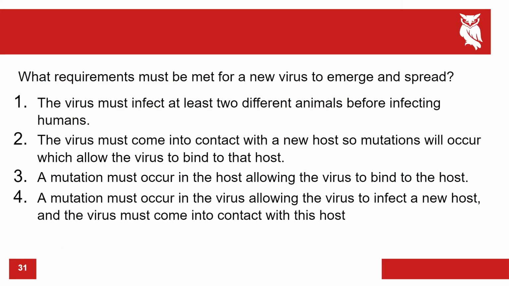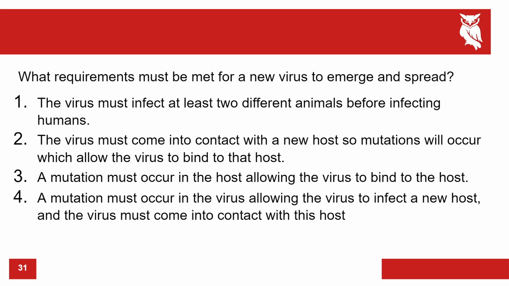What requirements must be met for a new virus to emerge and spread? The virus must infect at least 2 different animals before infecting humans. The virus must come into contact with a new host, and mutations will occur, which allow the virus to bind to that host. A mutation must occur in the host, allowing the virus to bind to the host, or the mutation must occur in the virus, allowing the virus to infect a new host, and the virus must come into contact with this host. All right, throw up your numbers.